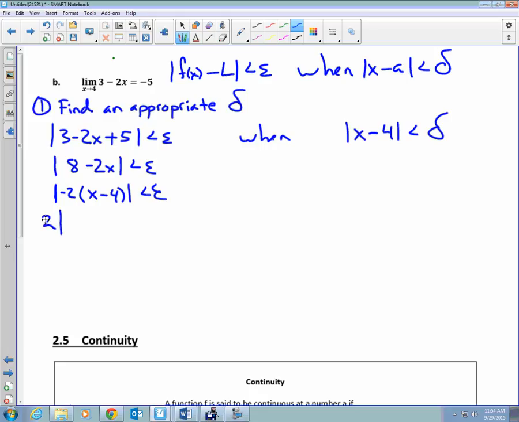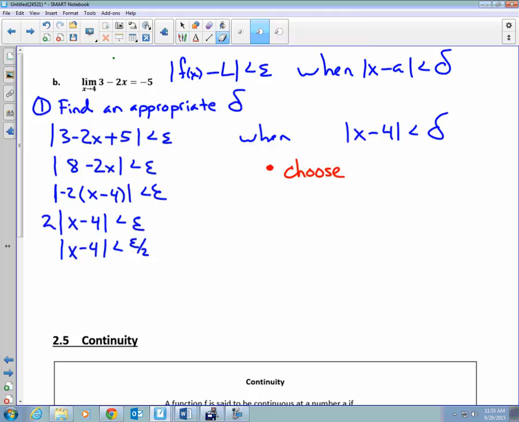So 2 times the absolute value of x minus 4 is less than epsilon. So absolute value of x minus 4 is less than what? Epsilon over 2. So choose delta equal to what? Epsilon over 2. That's our choice.